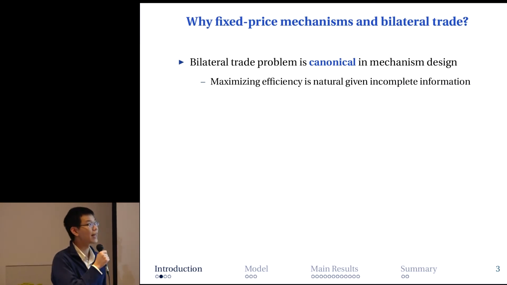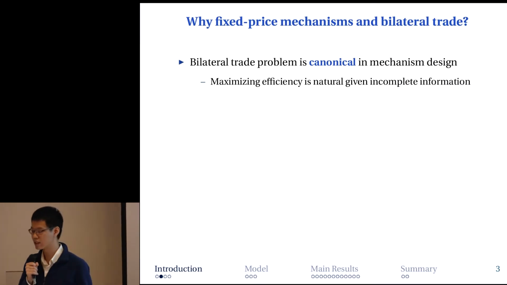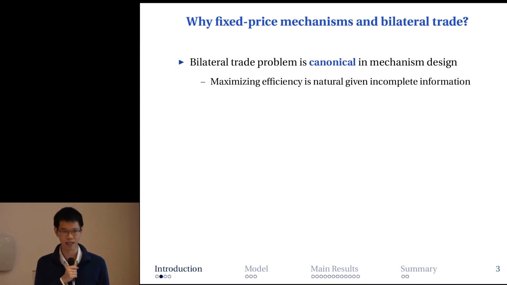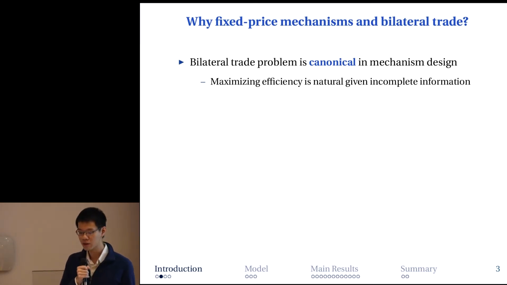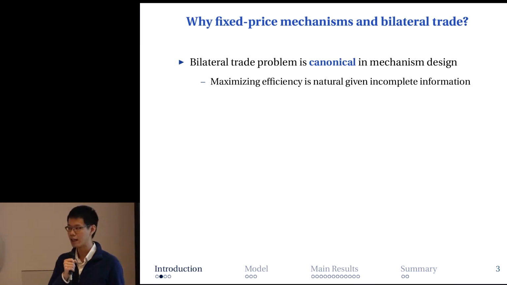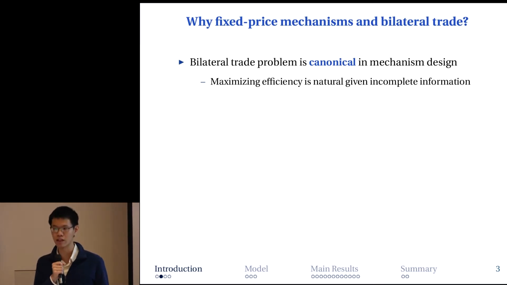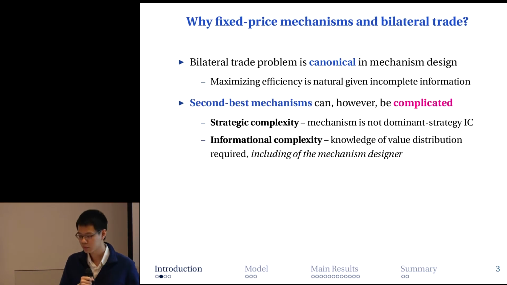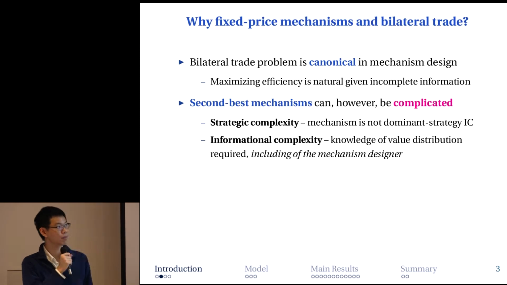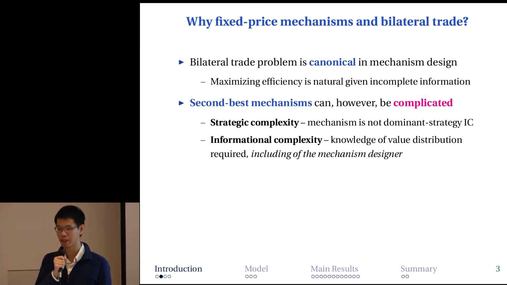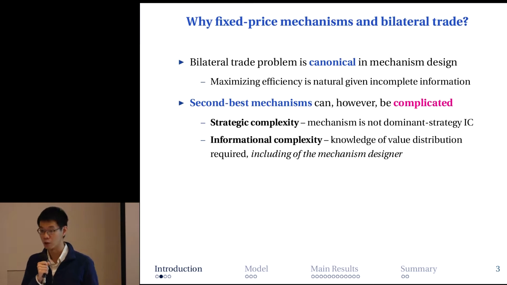So one question that you might have at this point is, why do we study fixed price mechanisms in the context of bilateral trade? We focus on the bilateral trade problem because it is a canonical problem in mechanism design. And given the incomplete information setting, where agents are only privately informed of their own values, the mechanism designer maximizes an objective such as efficiency, and this is pretty natural. Moreover, the work of Morrison and Satterthwaite show that the second best mechanism in this particular problem can be complicated to design. There are two levels of complexity.